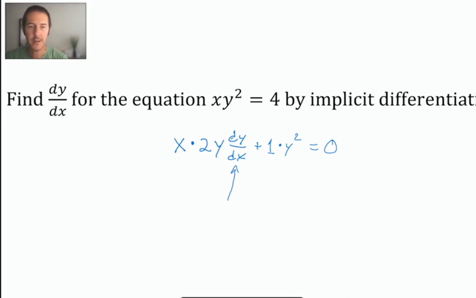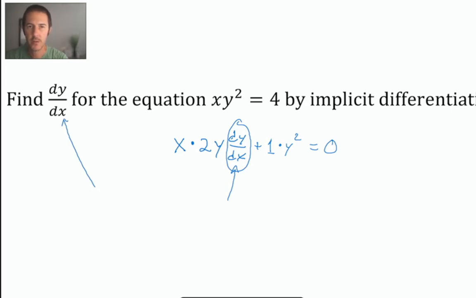When did I need to use this additional sort of chain rule idea where I have to multiply by a derivative? The time when I had to use that is when I was taking the derivative of something other than x.